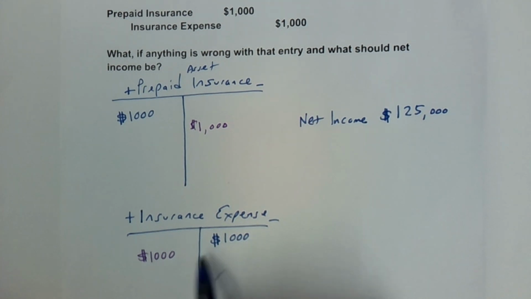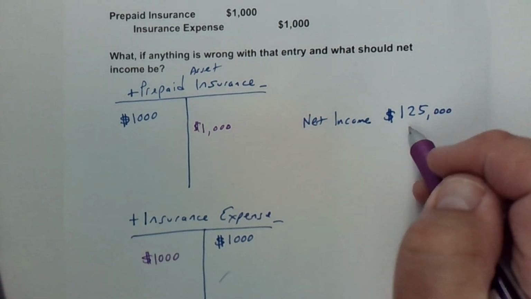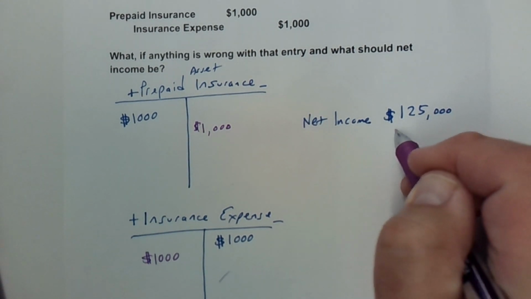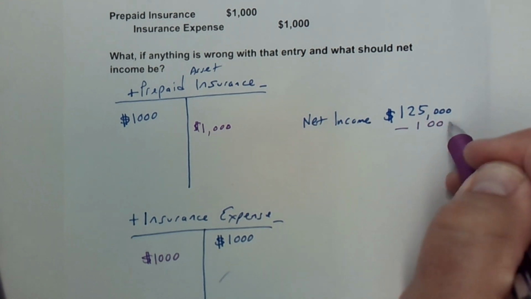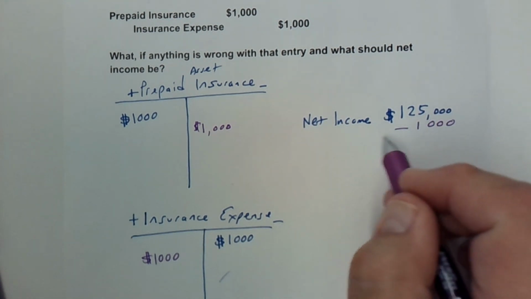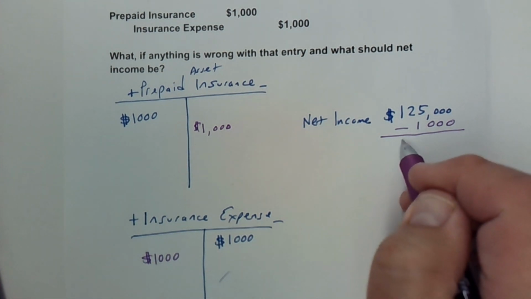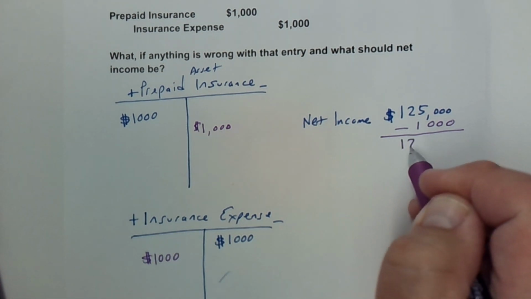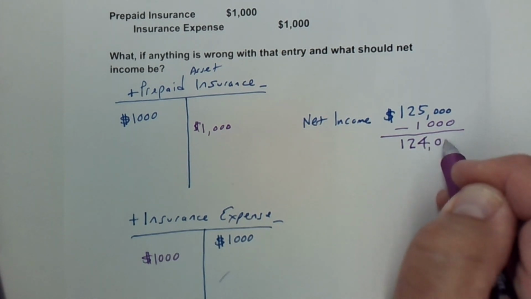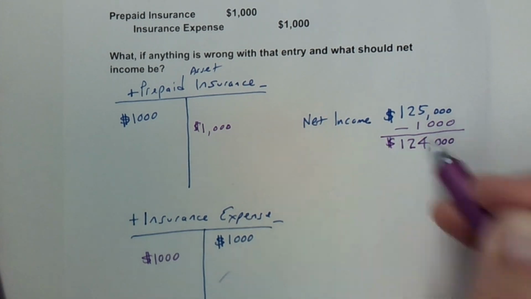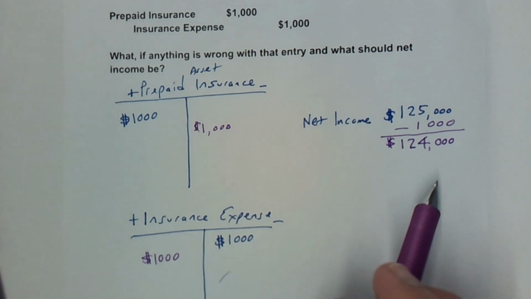So if we were to say that it's just $1,000 off, then we would change this net income by that amount. So let's say we reduce the net income by $1,000 because we overstated it. We understated our expenses. Our expenses were actually $1,000 higher than they were indicated. So we're down to $124,000 for a net income. But that is still not correct.